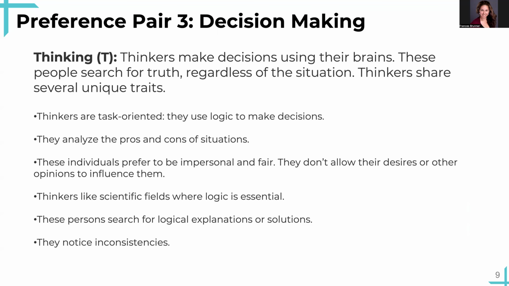So let's take a look at thinking. These people always want truth. They're looking for logic. They want the black and white. They want the pros and cons, the dirty details of the situation. They don't tend to react emotionally first. They want to get all the information and then make a decision that is not emotionally driven.